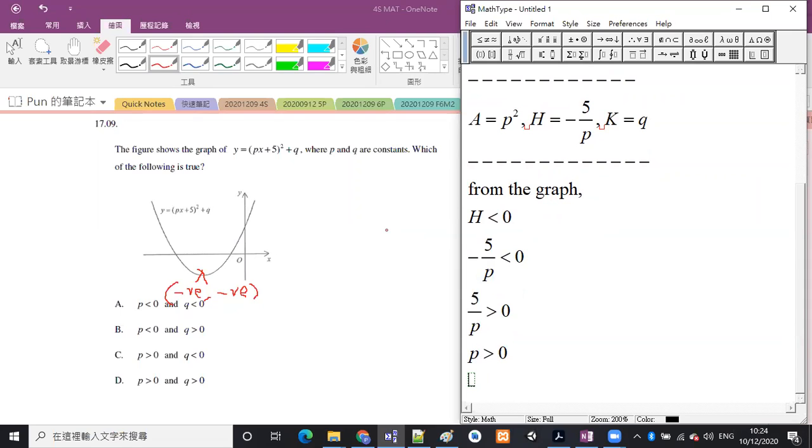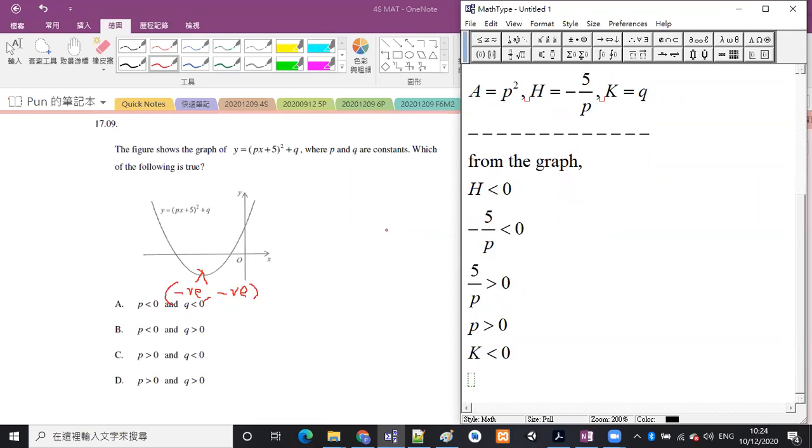Also, from the equation and from the graph, we know that the k value is also less than 0. But from the equation, we know that our k value is equal to q. So q should be less than 0. Okay, so we have the conclusion that p should be larger than 0 and q should be less than 0. So the answer should be option C.